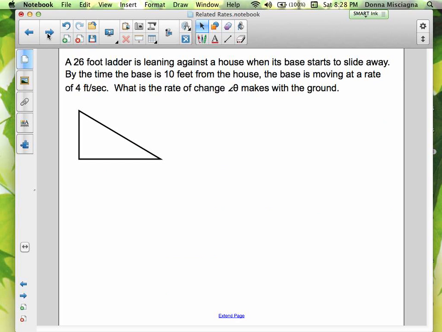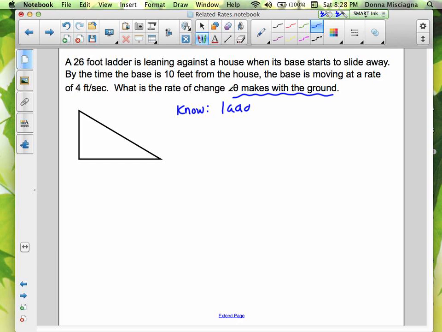Okay, so again, these things are going to make a triangle. And again, we know the same thing, except what we want is different. Okay, so we know that the ladder is 26 feet. We know x, the horizontal distance, is 10 feet. We know that it's moving away from the wall, so in a positive direction, 4 feet per second.